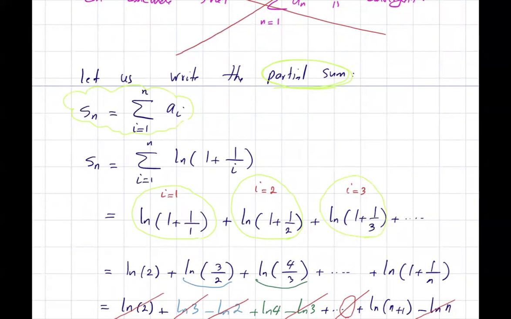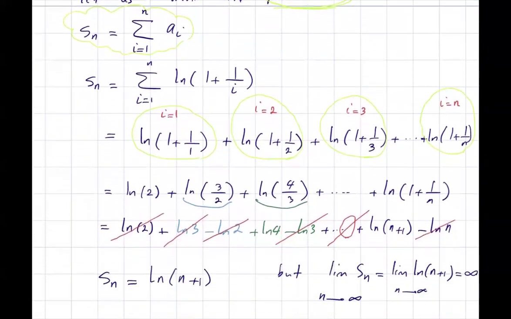You don't continue this indefinitely. You have to stop at ln of 1 plus 1 over n. This happens when i is equal to n. This is your last term that you're going to have. So ln of 1 plus 1 over 1 is ln of 2. ln of 1 plus a half is ln of 3 halves, ln of 1 plus a third is ln of 4 thirds.